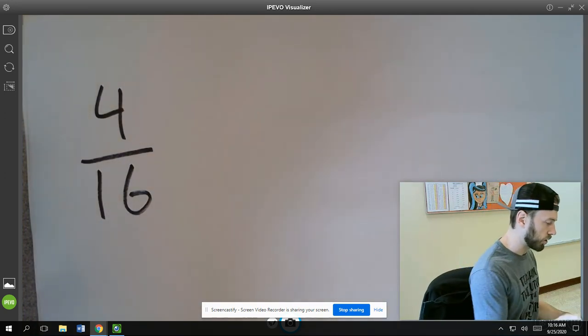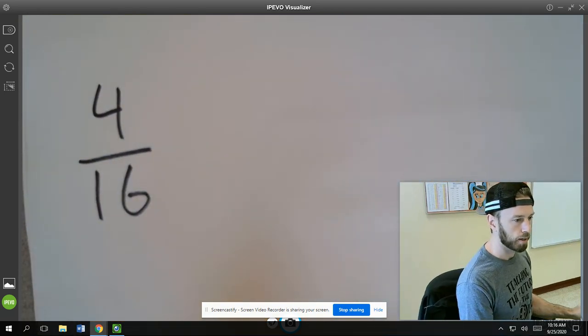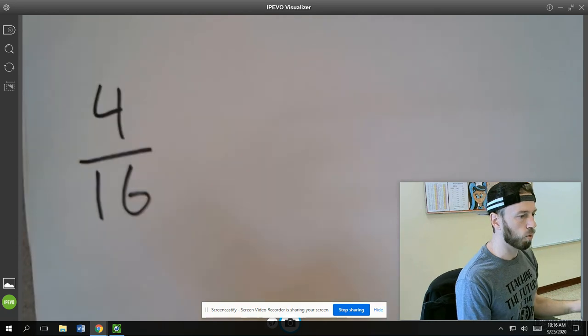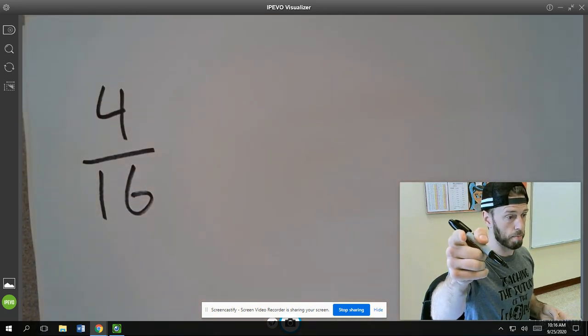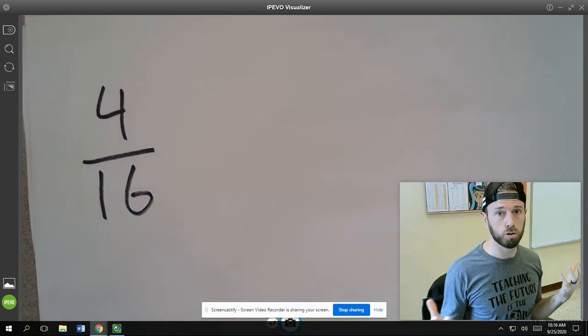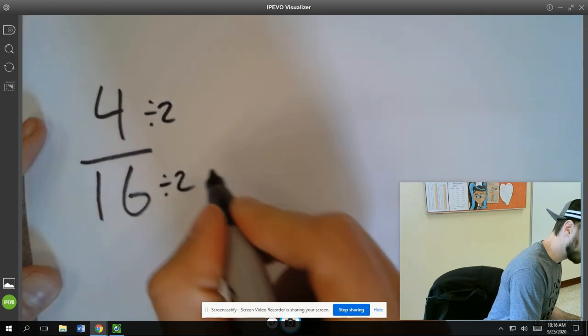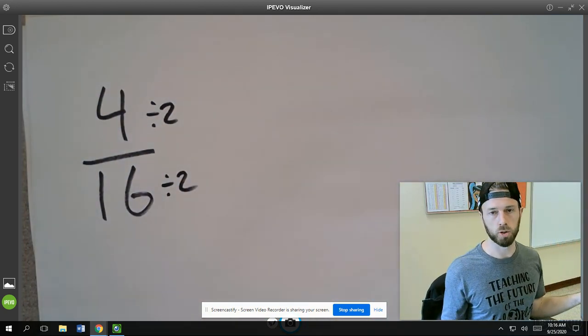In order to simplify fractions, all you do is find a number that will divide into both of those, right? So you think to yourself, what could I divide 4 and 16 evenly by? That's got to be the same number. I always start with 2. If they're even numbers, I always choose 2 because it's a little bit easier. So what I would do here is divide this by 2 and divide this by 2, because I know 4 and 16 will both divide by 2.